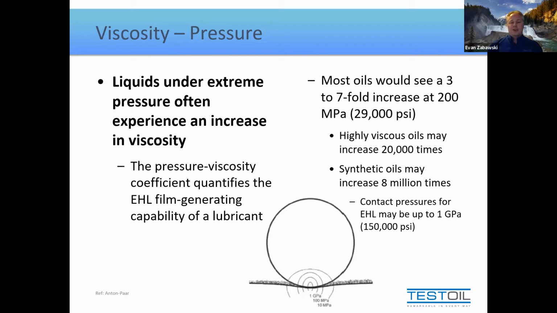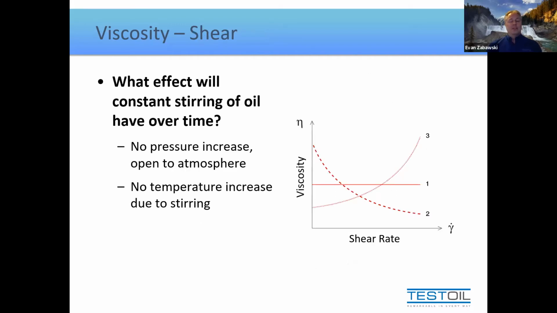And that fourth fundamental change that can occur to viscosity is caused by something called shear. Now give this a consideration. Imagine you have an open cup of oil. So it's open to the atmosphere, there's no pressure on this. You stick a paddle inside that open cup of oil and all you do is stir it. The question is, what do you think happens to viscosity if that's all you're doing?